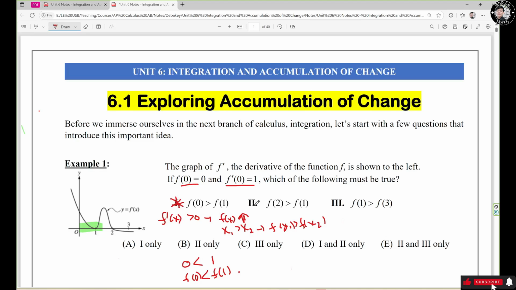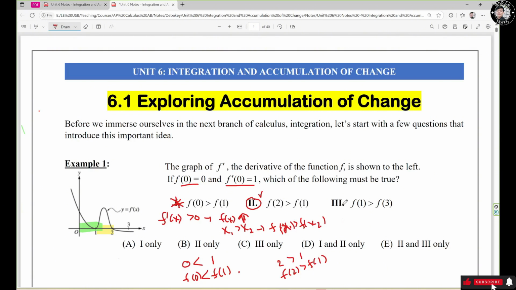Now look at answer choice 2. On the interval 1 to 2, the function f prime of s is above the axis. It tells us that the function f of s is increasing on this interval. So if s1 is greater than s2, then f of s1 is greater than f of s2. Since 2 is greater than 1, f of 2 must be greater than f of 1. This makes answer choice 2 correct.